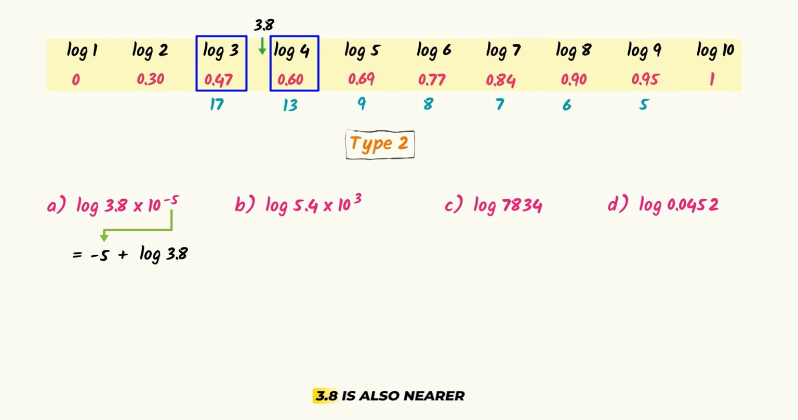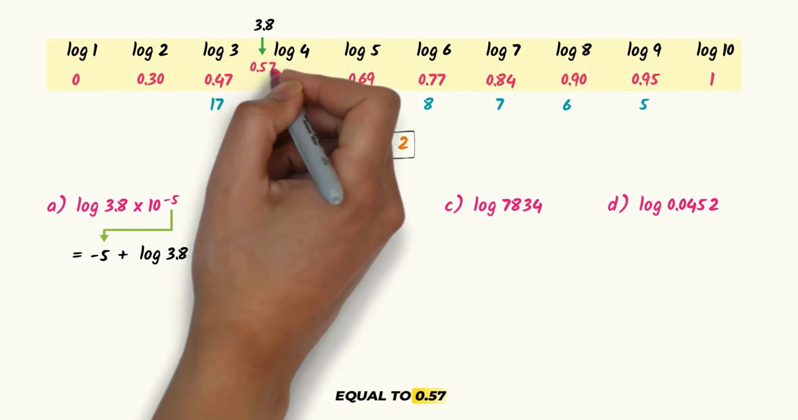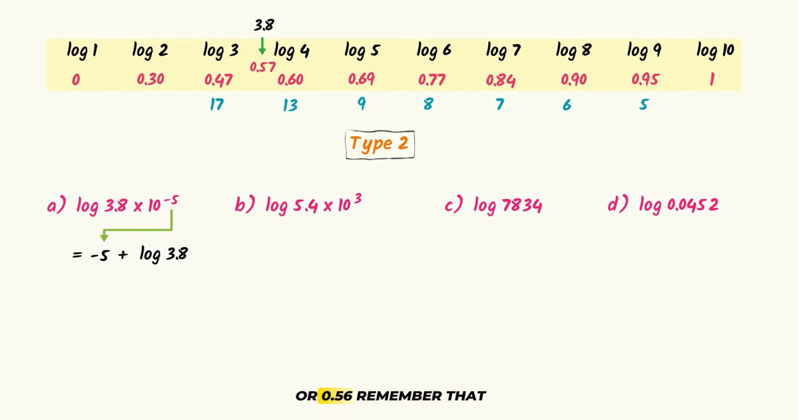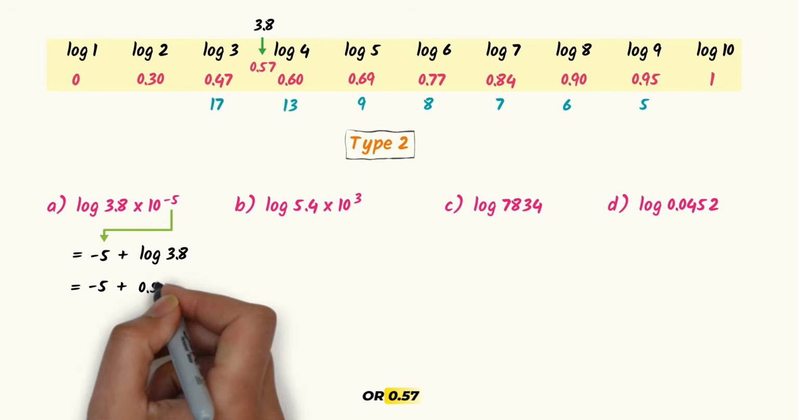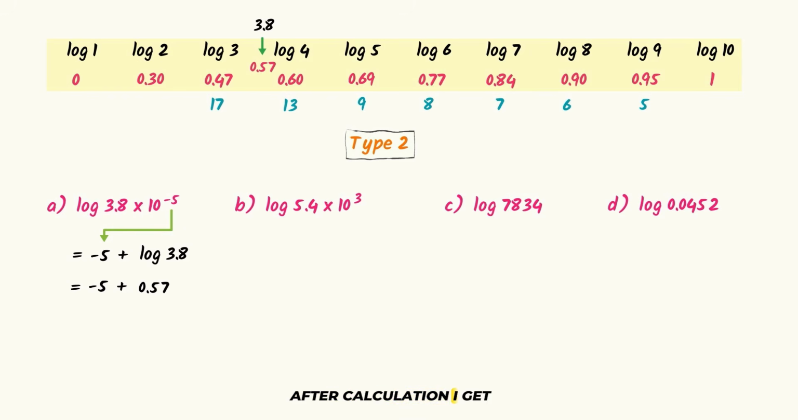We know that log 3.8 is also nearer to log 4. It means that its value is also nearer to 0.60. So I guess that log 3.8 is approximately equal to 0.57 or 0.56. Remember that we only guess the value. It totally depends on you whether you write 0.56 or 0.57. After calculation, I get minus 4.43. Thus log 3.8 into 10 raised to the power negative 5 is approximately equal to minus 4.43.